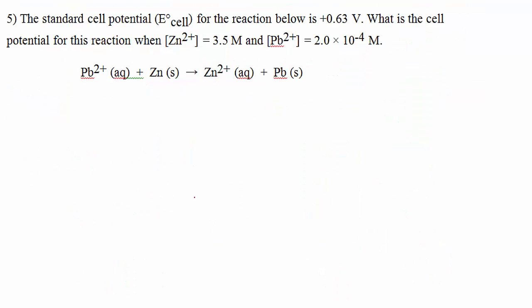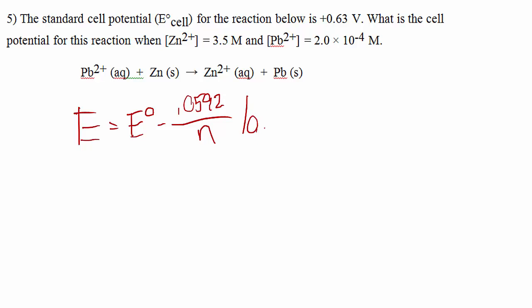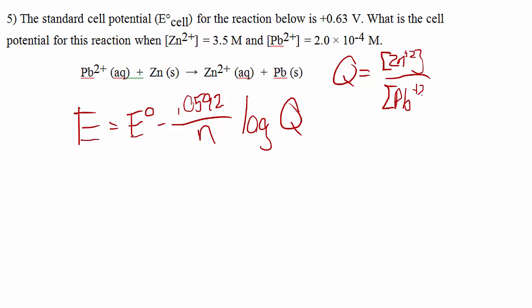Number 5. The standard cell potential for the reaction below is positive 0.63 volts. What is the cell potential for this reaction when Zn plus 2 equals 3.5 molar and Pb plus 2 equals 2 times 10 to the minus 4? All right, so again, it's the same equation we've been using. E equals E naught minus 0.0592 all over n times log base 10 of Q. So Q is going to be the products, so the concentration of Zn plus 2 all over the reactants, which would be the concentration of Pb plus 2.